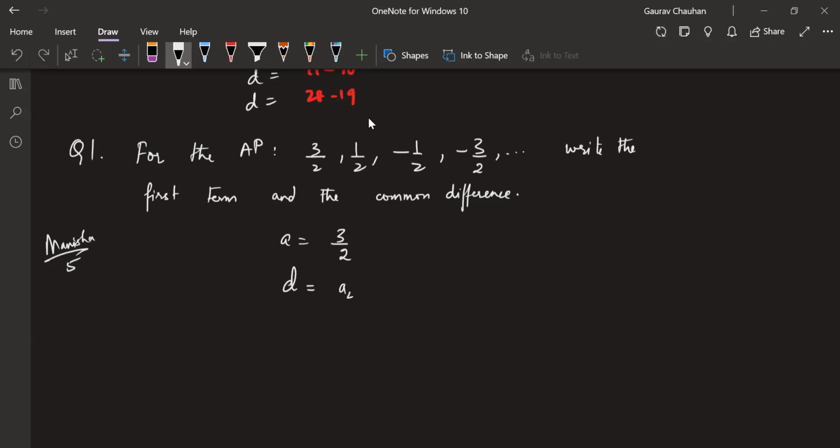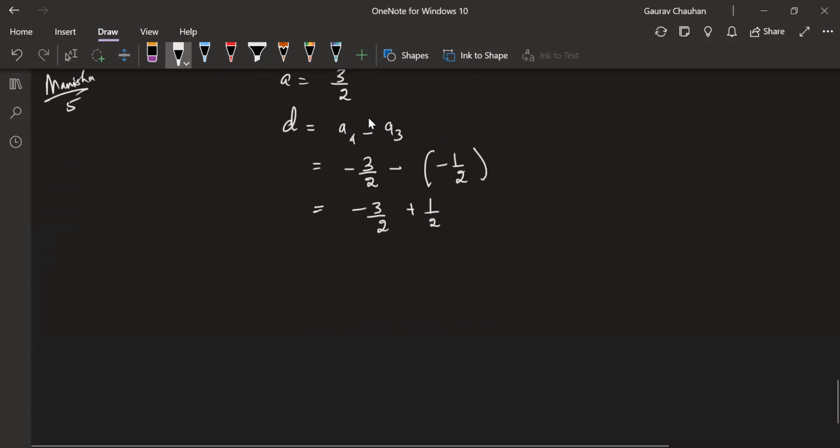You can write this a4 minus a3. Your choice. If you don't want to complicate things, just do second term minus first term. I'm doing fourth term minus third term. That's giving me minus 3 by 2 minus 1 by 2. Very important to pay attention to each and every sign. That's giving me minus 3 by 2 plus 1 by 2. Denominator is 2. Asghar, please pay careful attention. Denominator will remain 2 only. It will not become 2 plus 2 or 2 minus 2, man.